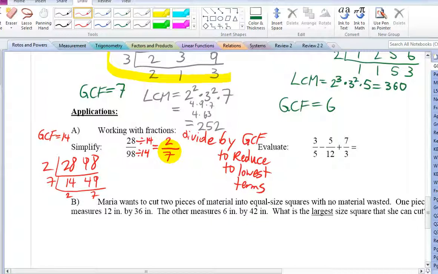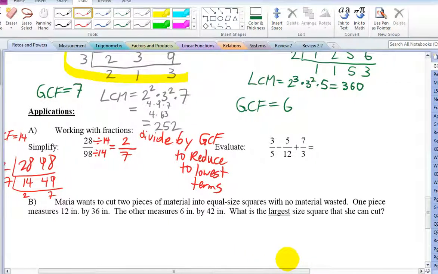Okay. Now, of course, that bottom division is a harder one. You'd probably do more time on that if you did it in your head. Okay. Next one, when you add or subtract, you need to find a common denominator.